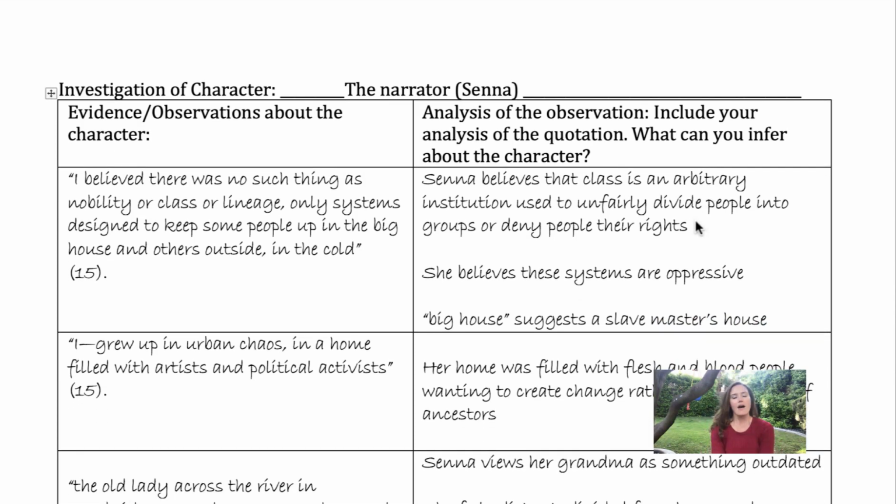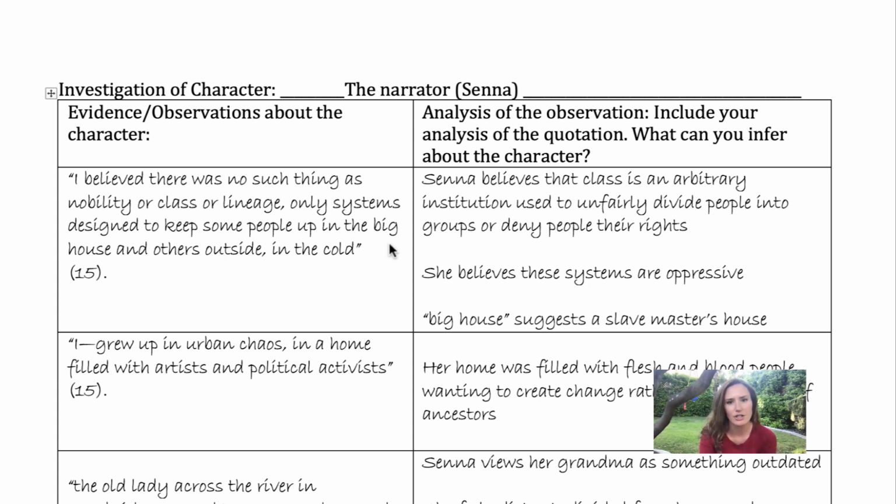Welcome back. So today we're going to talk about how to do a character analysis chart for your comparison and contrast essay. So we're going to be looking at The Color of Love and going through this chart together. On one side of the screen, you'll see where it says evidence and observations about the character. So we're looking for some sort of quotation from the text, from The Color of Love, that will tell us something about the first character.